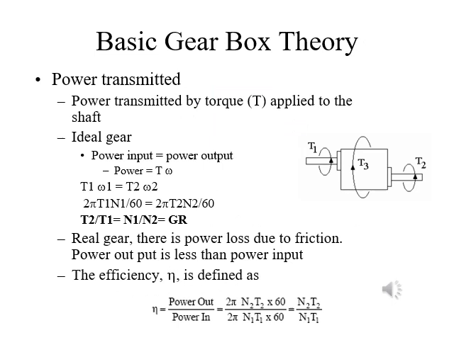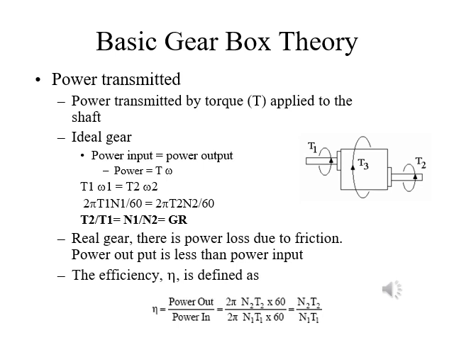In basic gearbox theory, you can transmit torque from one shaft to another shaft by using a gearbox in the middle between these two shafts. Power is transmitted by torque applied to the shaft. Torque, in this case, we use capital T, or sometimes you can use tau. Ideally, in gears, power input should be equivalent to power output. Power is equivalent to torque multiplied by the angular velocity in radians per second.